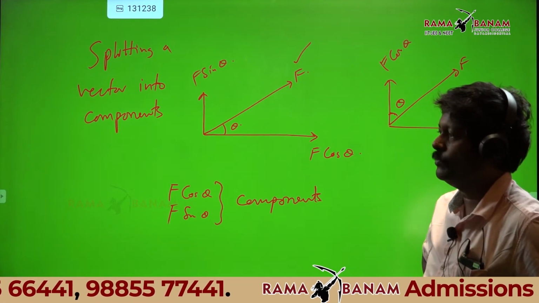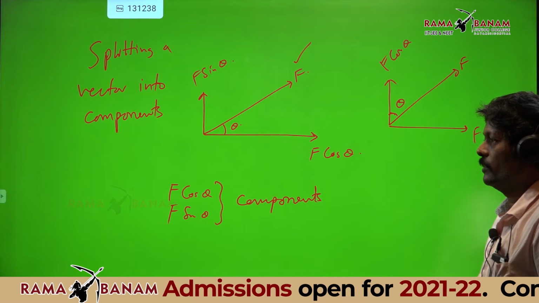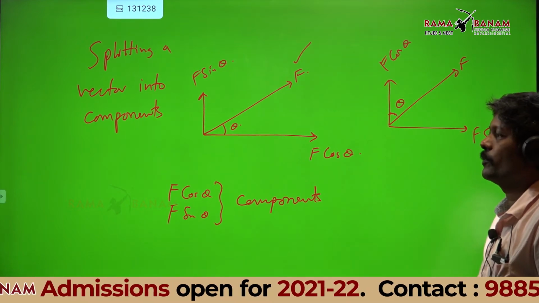So, Gautam, tell me, why do we split a vector? Only Gautam. 90 minus theta. To make the problem easy, very good.